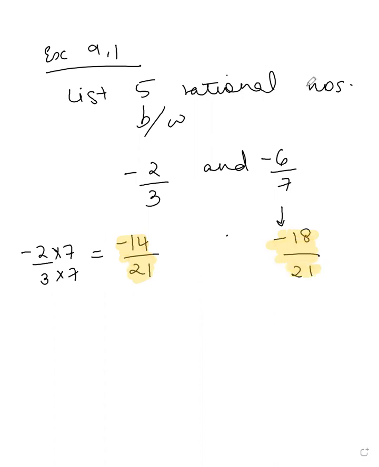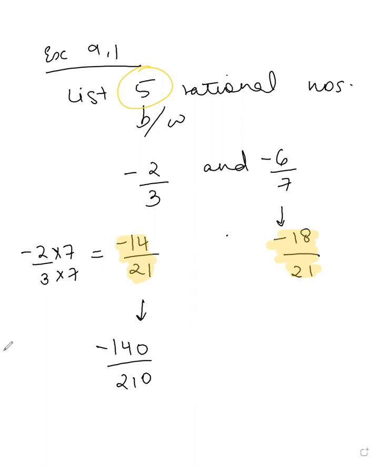So between these two, will you be able to find any 5 rational numbers? If you look at it like this, minus 15 by 21, minus 16 by 21, and minus 17 by 21. That's it. We have to find 5 rational numbers, and over here we have only 3. So what will we do? We will write them as minus 140 by 210.